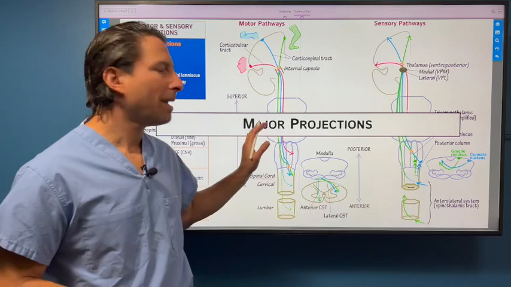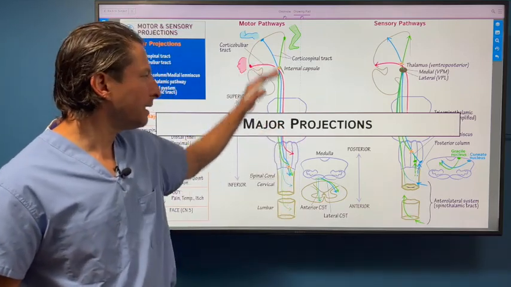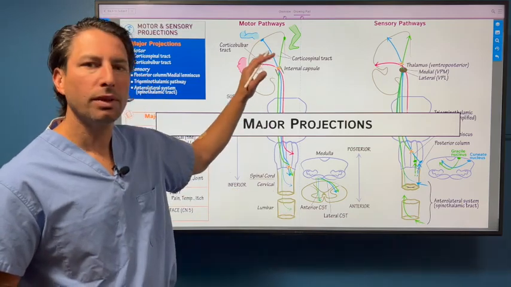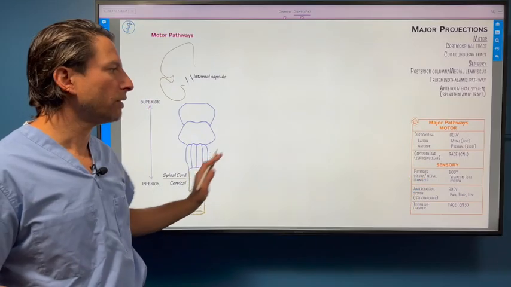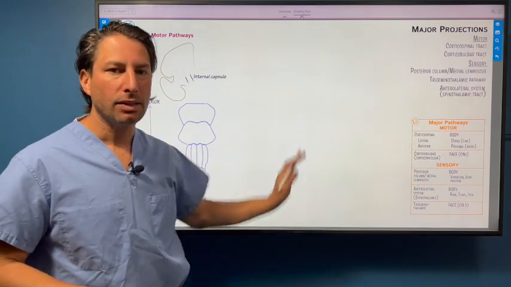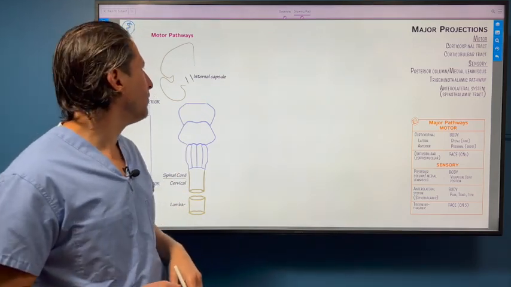So now we're going to talk about major projections. So these are the ascending and descending fibers as they go from the cerebral cortex, the spinal cord, passing through the brainstem itself. We'll talk about motor first, and then we'll talk about sensory second. So with motor, we're talking about descending fibers.